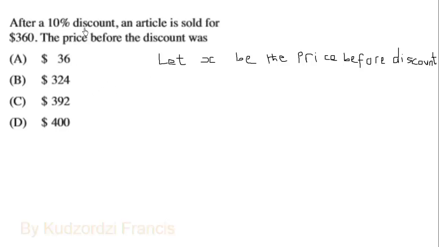Then the 10% discount will be 10 over 100 times X, which is the same as 0.1x, because 10 over 100 is the same as 1 over 10, which is 0.1x. Now when you apply the discount, you have to subtract the discount from the original price, X minus 0.1x, and this is equal to $360.